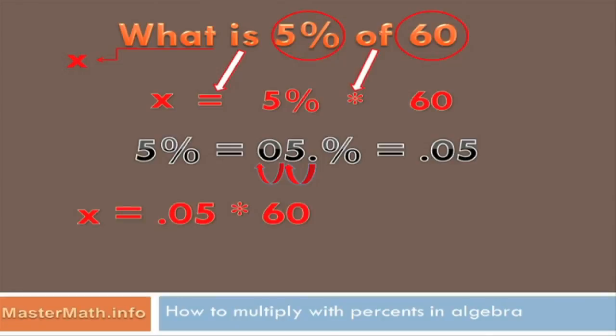Well, now I've got x equals 0.05 times 60. And that's easy to solve. X equals 3.